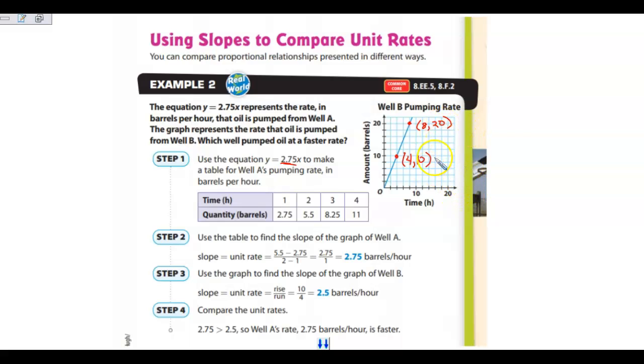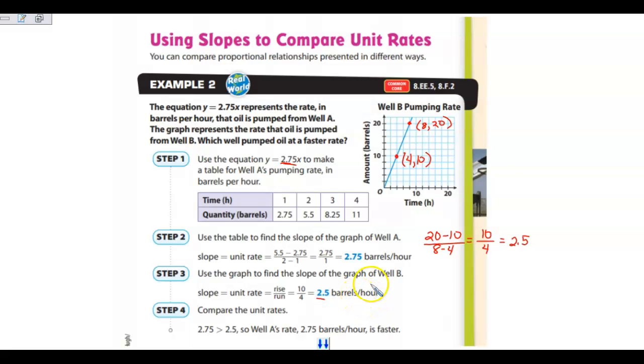And I can find the difference between these 2 points. So using the change in y over change in x, I have 20 minus 10 over 8 minus 4. And that gives me 10 over 4. When I take 10 divided by 4, I get 2.5. So it's 2.5 barrels per hour.